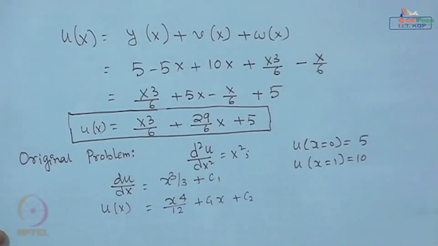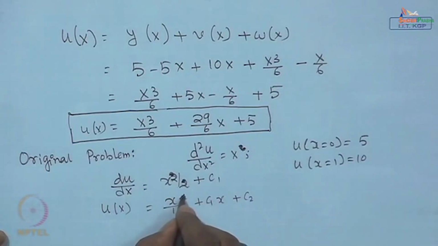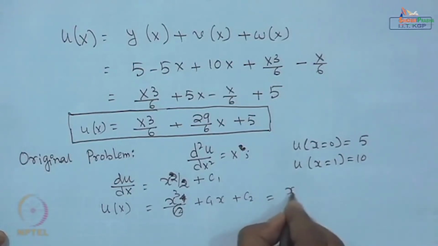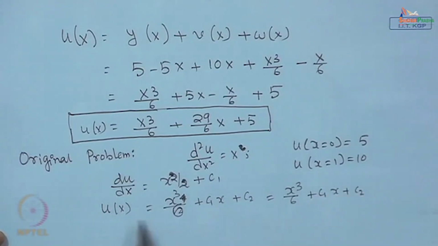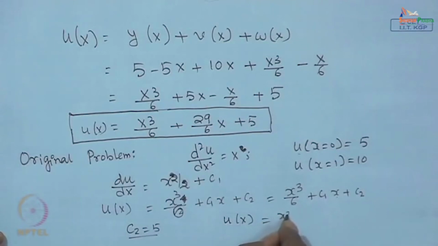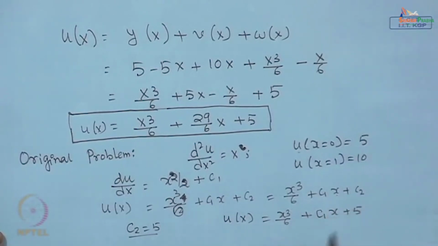One more integration will give you x cube by 6 plus c1x plus c2. Now we put the boundary condition at x equal to 0, u is equal to 5. So, c2 equal to 5. Therefore, u of x is nothing but x cube by 6 plus c1x plus 5.